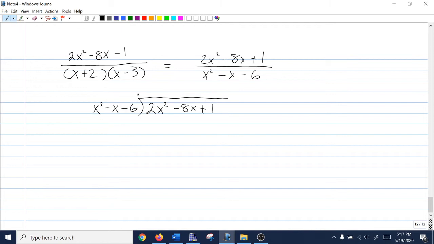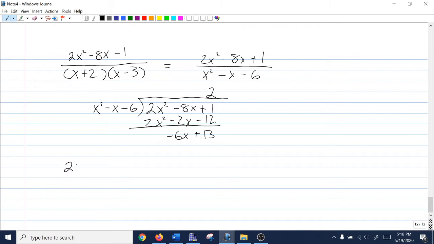2x² divided by x² is 2. Multiply: 2x² − 2x − 12. I learned subtract. You might have learned change the sign and add. Subtracting is adding the opposite. Do whichever one you're comfortable with, and don't mix and match. If you like doing it the other way, do it your way every time. But for me, −8 minus −2 is −6x, and 1 minus −12 is +13.